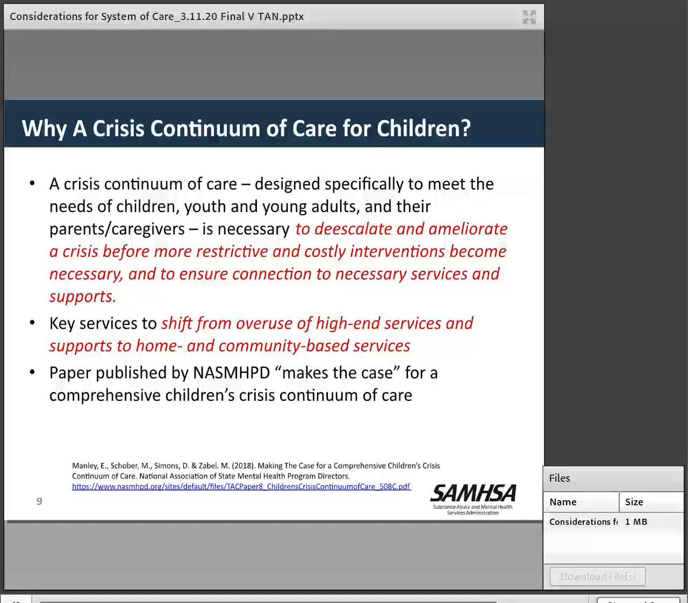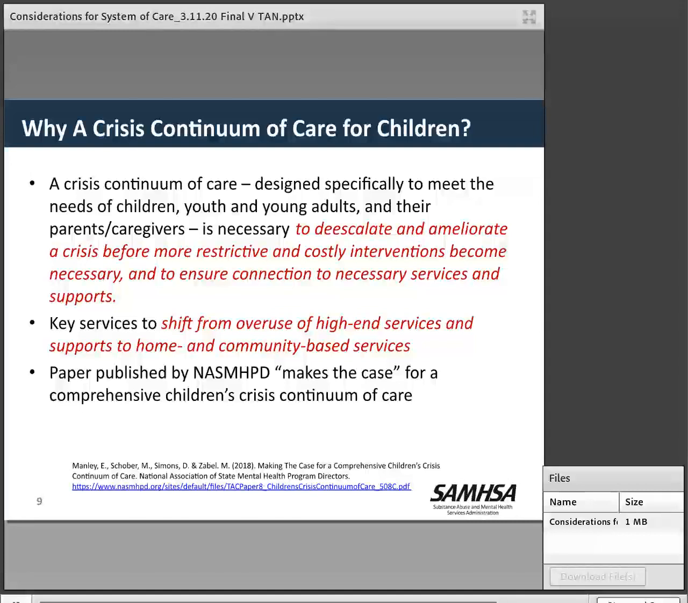A lot of folks think that building a crisis continuum across the lifespan makes sense, and it does, but it requires some specialty care and specialty thought around what children and families require in order for their needs to be met. And so a crisis continuum of care designed specifically to meet the needs of children, youth, and young adults and their parents and caregivers is necessary, because we're not just trying to de-escalate a situation that happens right now. We're trying to ameliorate a crisis before more restrictive and costly interventions become necessary.